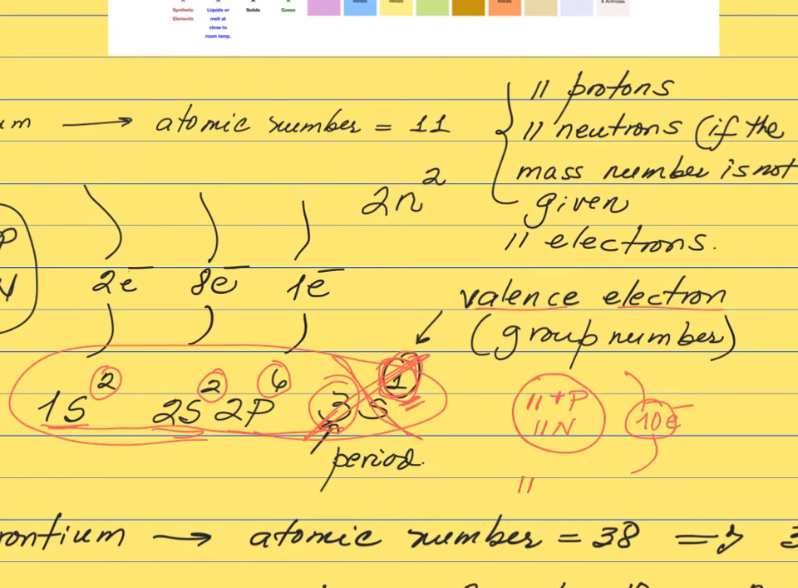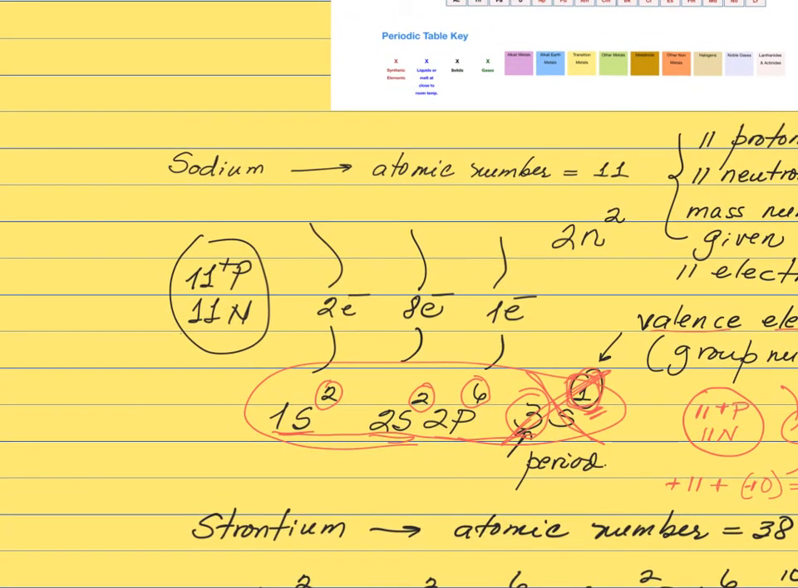11 positive plus 10 that are negative, because those are the electrons. Do the math, it's going to give you positive 1. Now, after losing that electron on the last level of energy, sodium is not an element anymore. Now, sodium is an ion, because now sodium has one less electron. Consequently, it's going to have a positive charge over there, and positive charge ions are called cations.